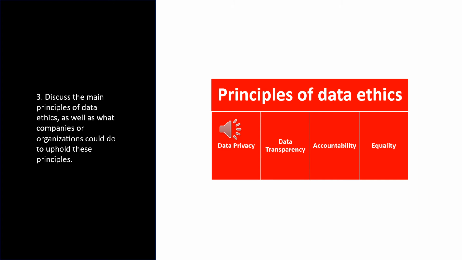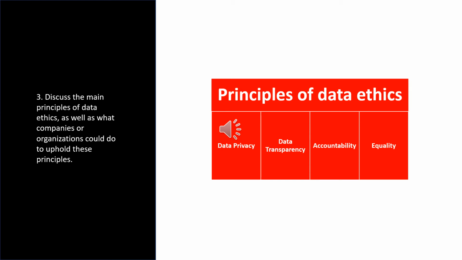The main principles of data ethics are data privacy, data transparency, accountability, and equality. Related to data privacy, individuals should be in control of their personal data, and the companies should always be looking for the consent when gathering and showing information. About transparency, it's all about how companies handle and process data, both internally and externally.